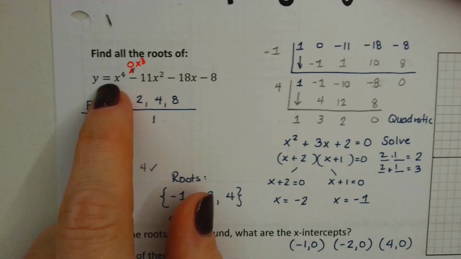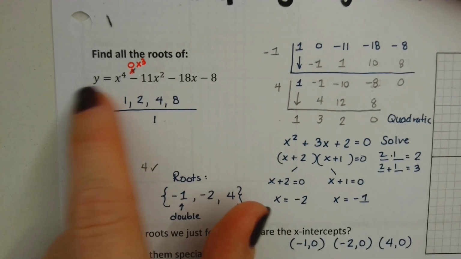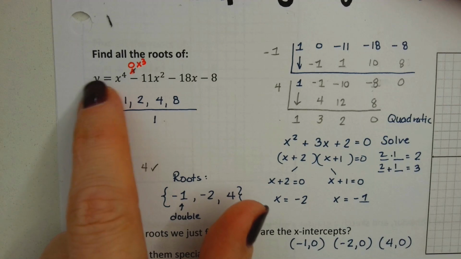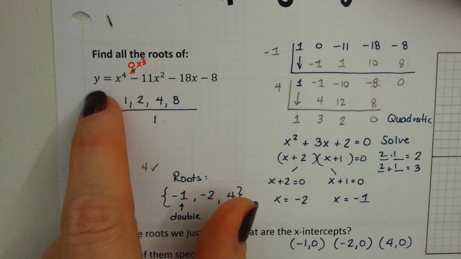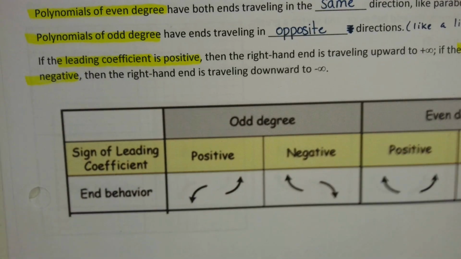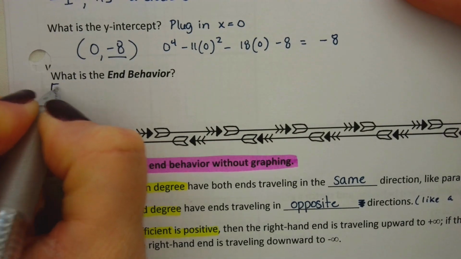So if we look at ours, let's go look back up at it. What was the degree of this one? Degree stands for highest exponent. Very good. It's 4. Is that odd or is that even? Even. Okay. I'm going to write that down. It's even.